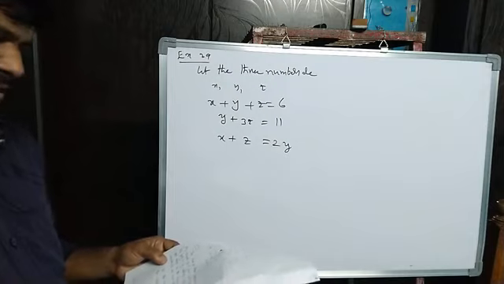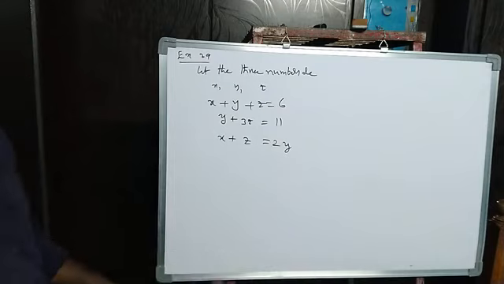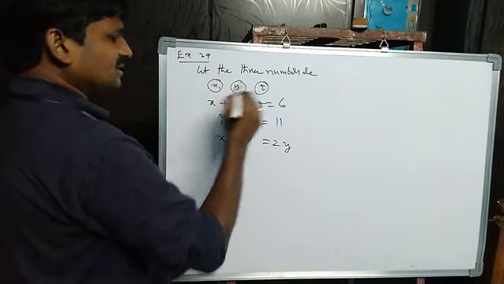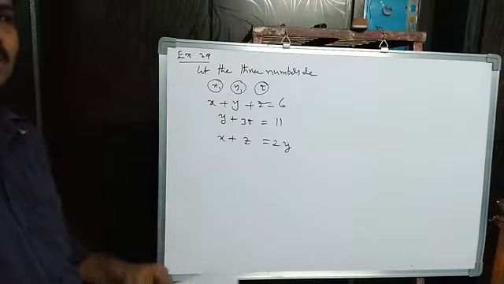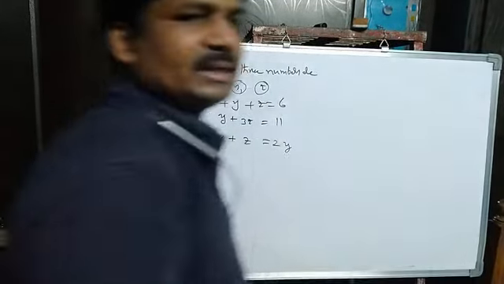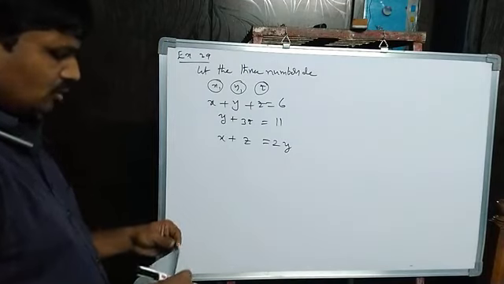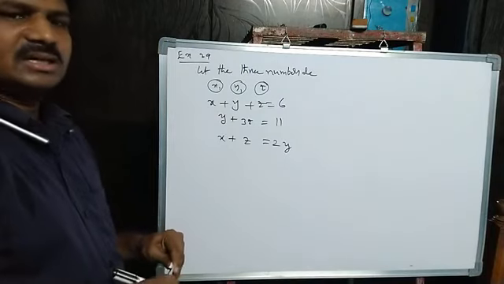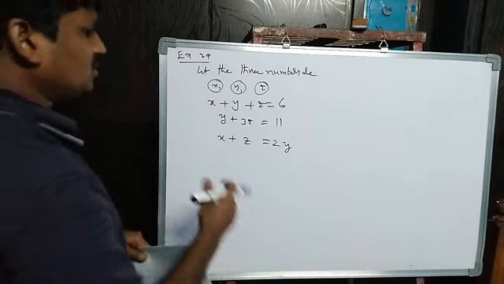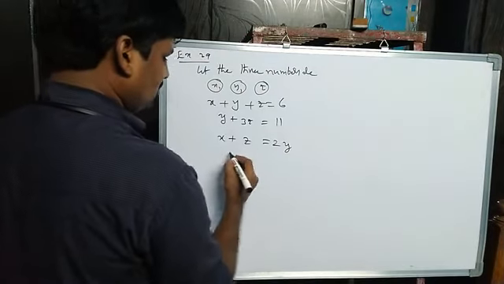Find the numbers using the matrix method. Numbers means what? The three numbers we are taking. These numbers are asked by using the matrix method. So to find them, we have to solve this system of equations. How can you solve that one? Just see how I am writing here.